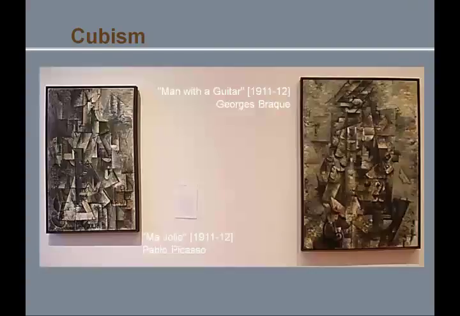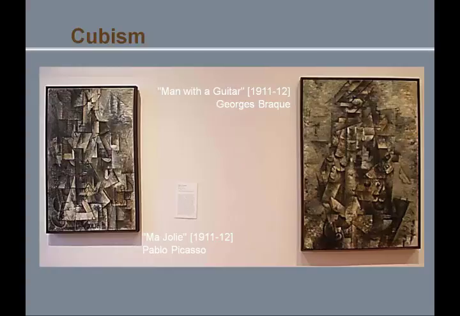Here are a couple of other images. This is actually the way these two works used to be hung in the Museum of Modern Art in New York City. And I show them to you here because this is Man with a Guitar by Braque and Ma Jolie by Pablo Picasso, because you can see quite clearly that they were working in a very similar genre, and they pushed each other. In fact, if you're not an art historian, it might be difficult to know who had painted which image.